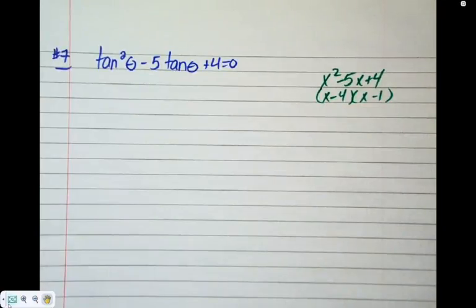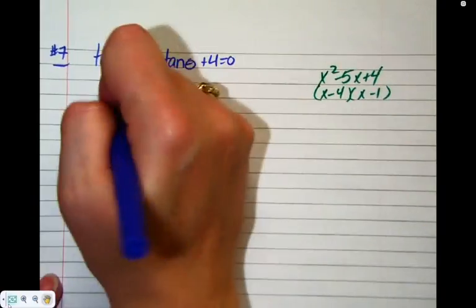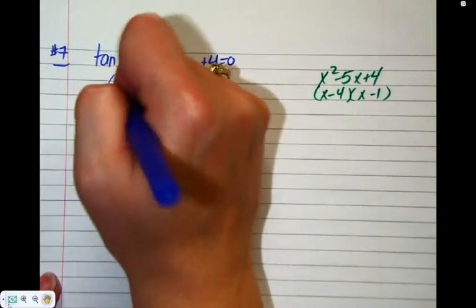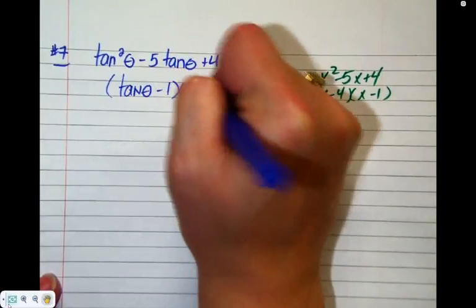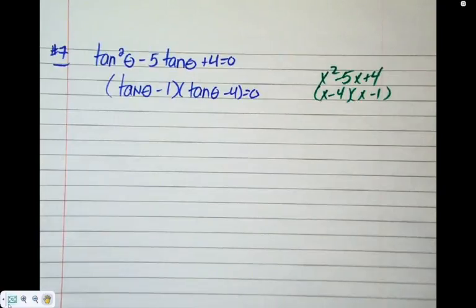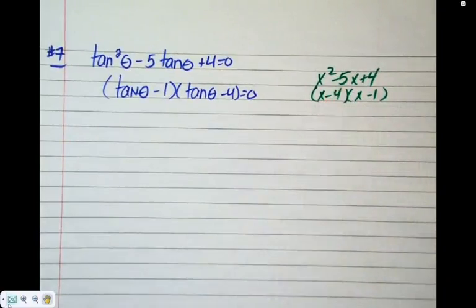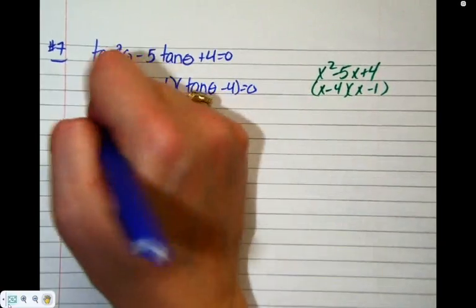Okay, we're good? So come over here. What's this going to be with nasty tans in it? Tan theta minus 1, tan theta minus 4. You can switch them around. This is the sum in the middle, product multiplication. This is a split and solve.